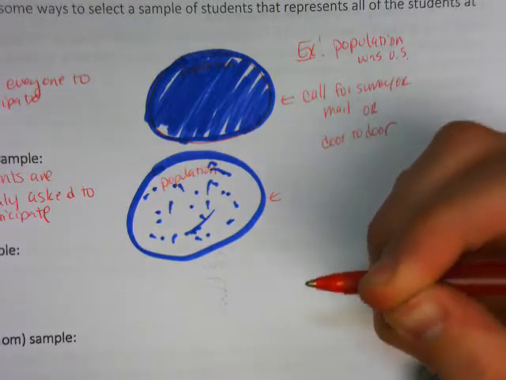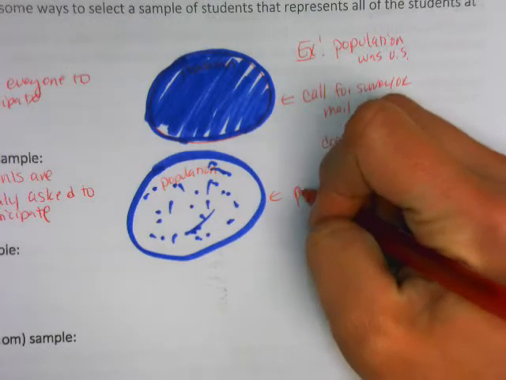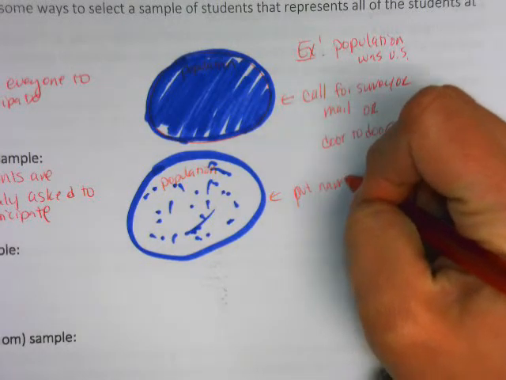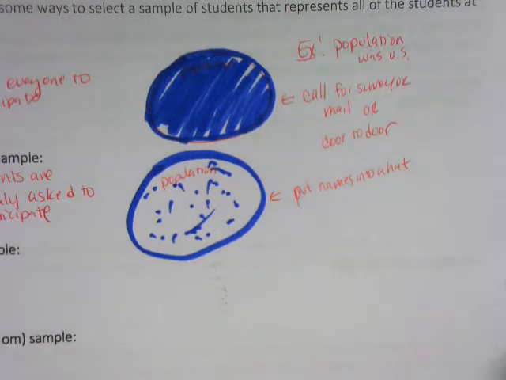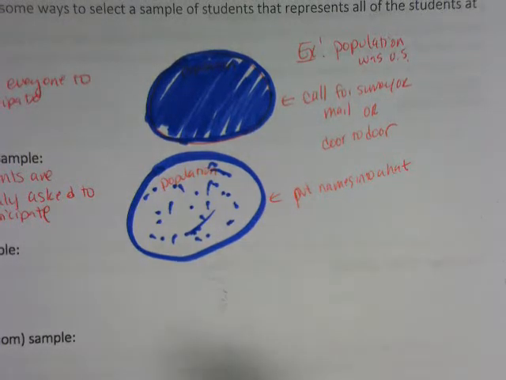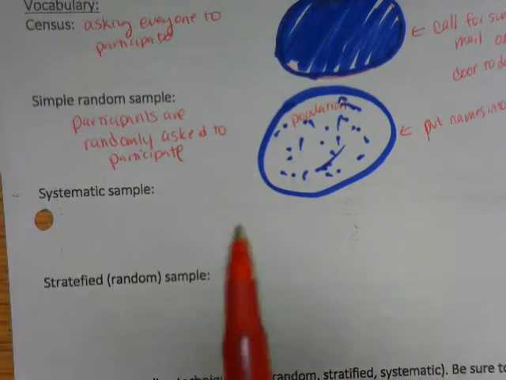So an example of this, if the population is the United States, might be, let's see, we could put names into a hat and pick out a certain number of those names. So that's a really good analogy for this one.